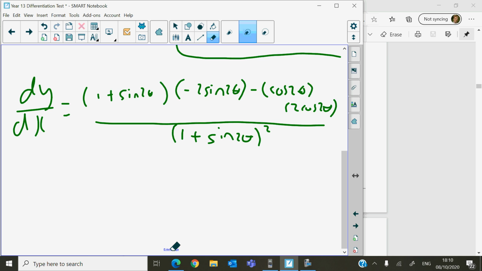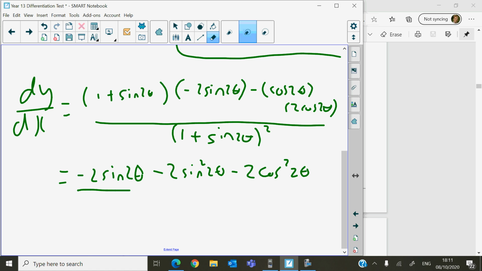All right. Let's expand these brackets and simplify them out a little bit, because if I look at that first bracket, I've got 1 load of minus 2 sine 2 theta, so I'll put that in first. Minus 2 sine 2 theta. And then when I do sine 2 theta times minus 2 sine 2 theta, I'm going to have minus 2 sine squared of 2 theta. Next bit, I've got to multiply these two together. Cos 2 theta multiplied by 2 cos 2 theta. I'm going to have 2 cos squared of 2 theta. All over 1 plus sine 2 theta squared.